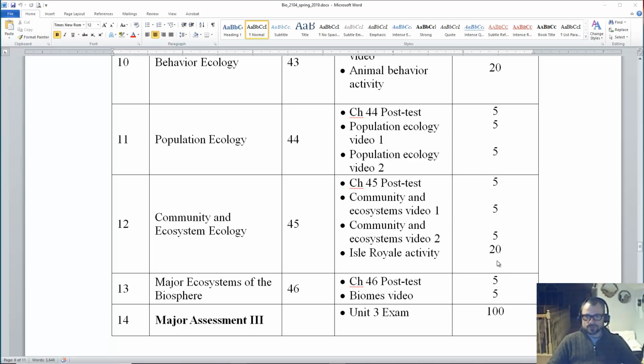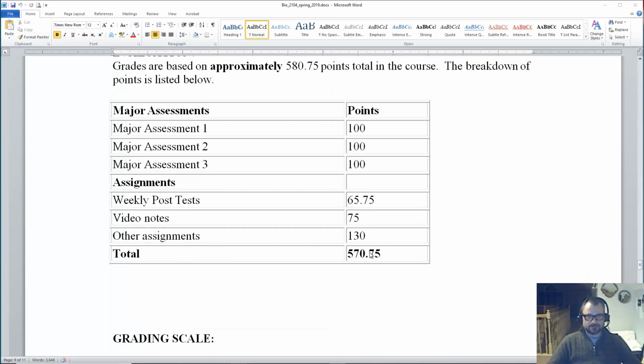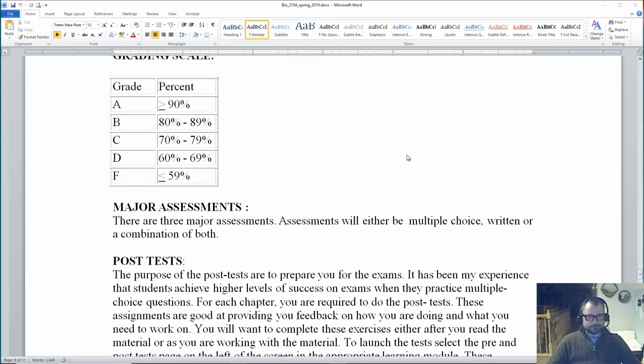So this is typical for this class. There's usually somewhere around 570 points, and that gives everybody a good chance at getting whatever grade it is that they want to do. If you do poorly on one exam, then it's usually not that big of a deal in terms of earning your points, because there are plenty of assignments for you to make up for any poor grades that you may have. So in terms of grading scales, typical 90, 80, 70, 60.